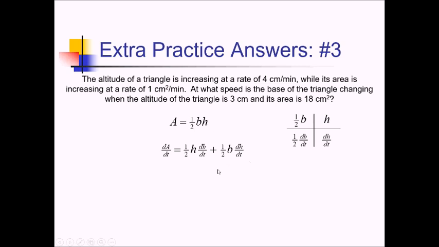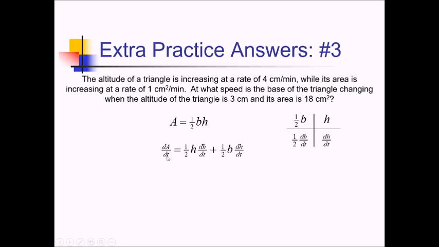So ultimately, I'm solving for dH over dt because I want to know the, actually, no, I take that back, solving for dB over dt because we're saying what speed is the base of the triangle changing at. So we're going to solve for this, which means everything else better have some kind of number attached to it.